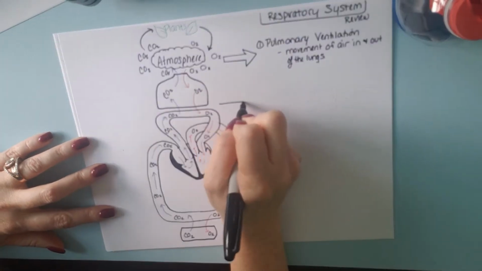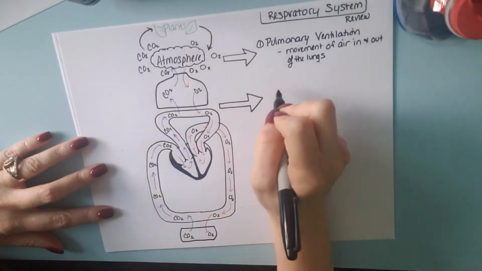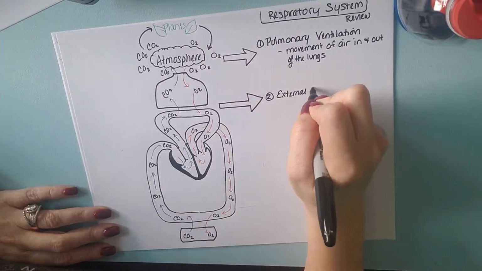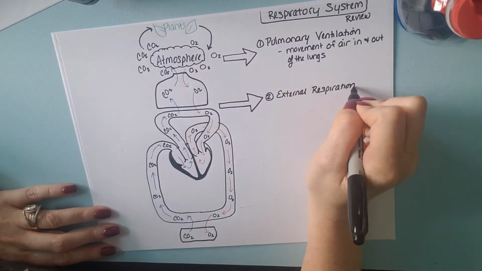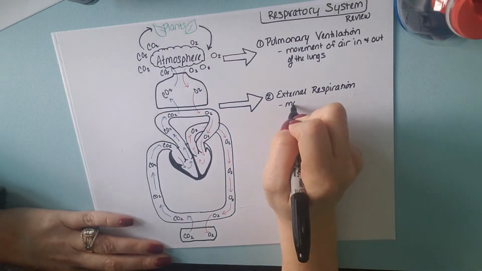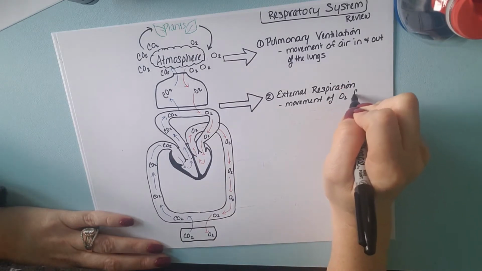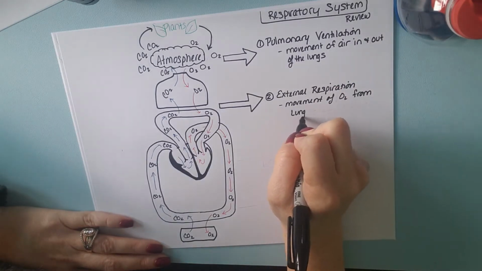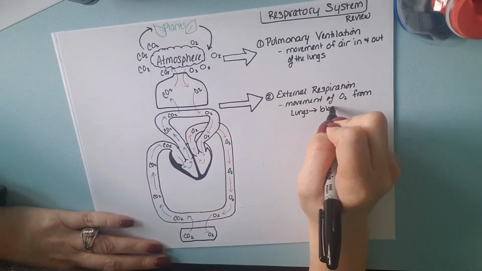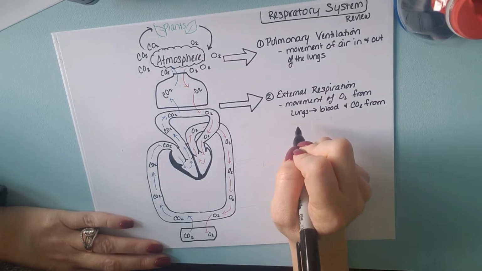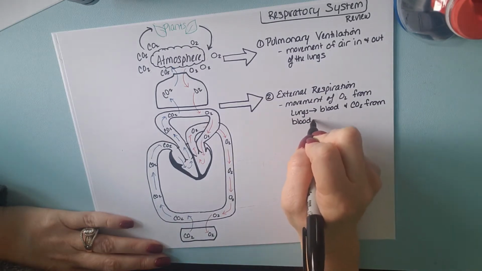The second section is external respiration. That is the movement of oxygen from the lungs into the blood. And then also the carbon dioxide from the blood into the lungs.